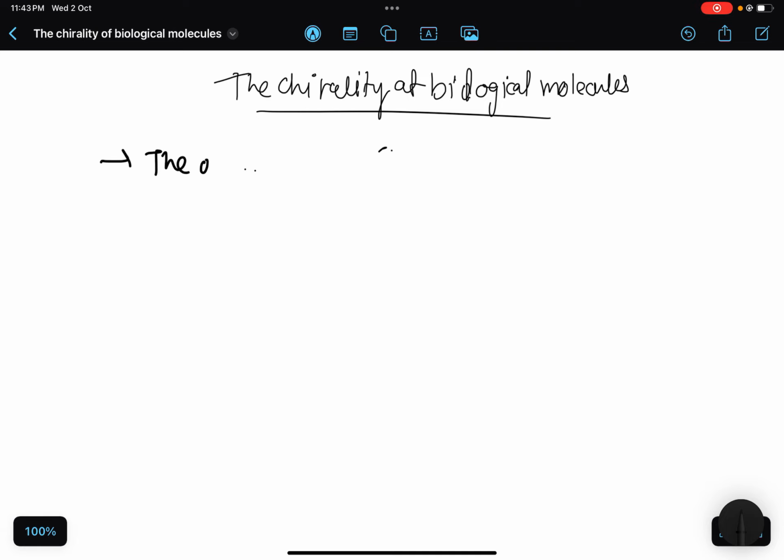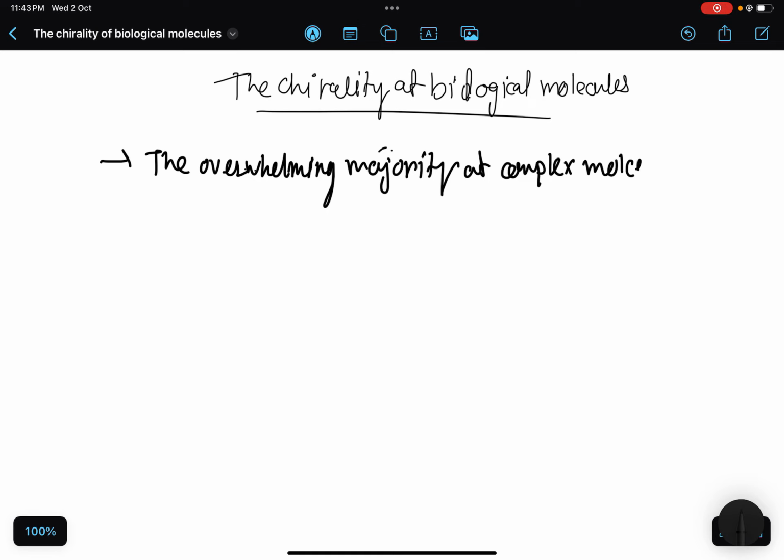The overwhelming majority of complex molecules containing three or more atoms have neither a plane nor a center of symmetry.